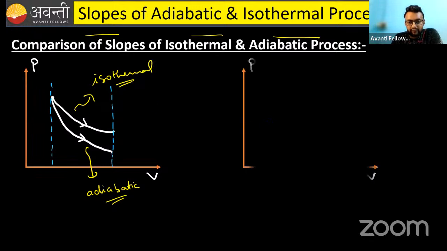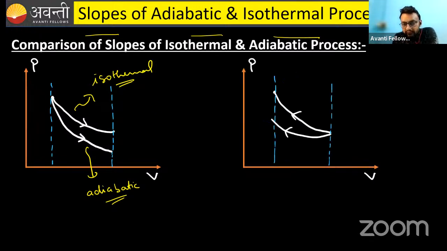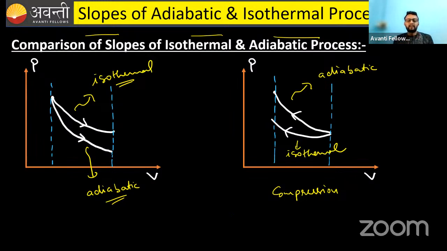Now, these two graphs are for compression. In this situation, the graph above is representing the adiabatic process and the graph below is representing isothermal. So one thing to be remembered: in expansion, isothermal is above. In expansion, isothermal is above adiabatic.